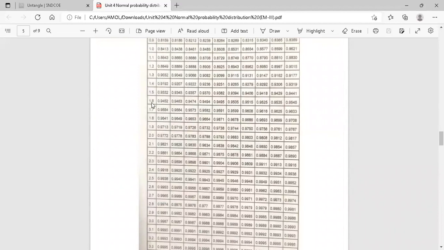You know how to find the area from the normal distribution table. This is 1.6. The difference is 0 because the value is only 1.6, so the area is 0.9452. Subtract 0.5 from this area: 0.9452 minus 0.5, and the area will be 0.4452. And if we subtract this from 0.5, it is 0.0548. So this is the probability when z is greater than 1.6. It means this is the probability when x is greater than 18.